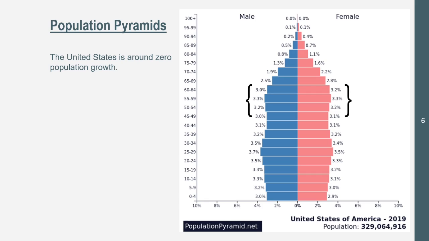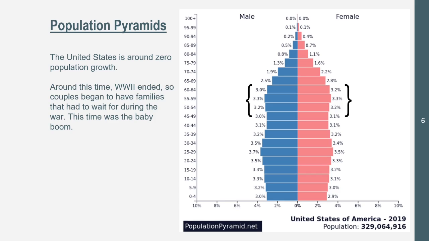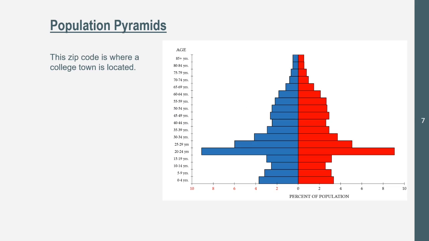Now, in these brackets, there was a spike in babies. Why was there a spike in babies in these brackets? Well, around this time, World War II ended. So men were away and families couldn't have children. So when the war ended, families had children. And this period was called the baby boom.